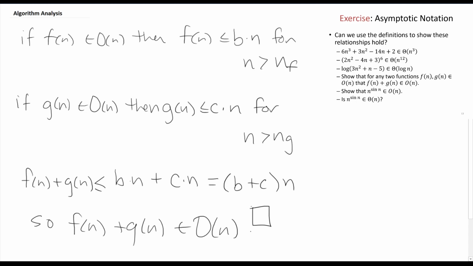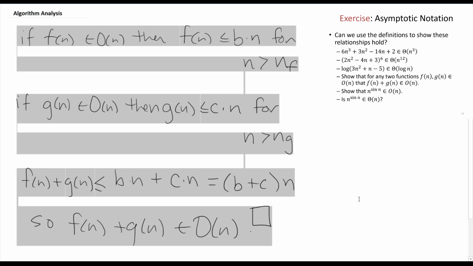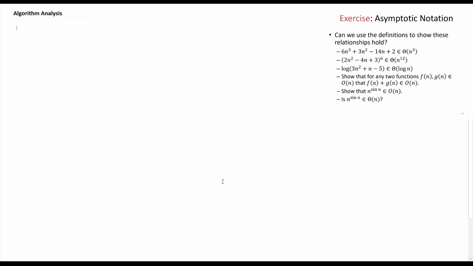You might think of other little proofs you can make for your own little theorems that, again, will build your intuition and maybe help you think about these problems as you go forward. Okay, I just want to finish this video with this final problem here, talking about this function n to the power of sine n.